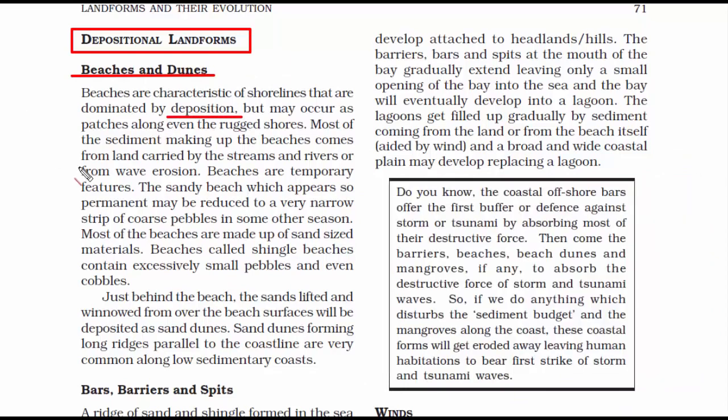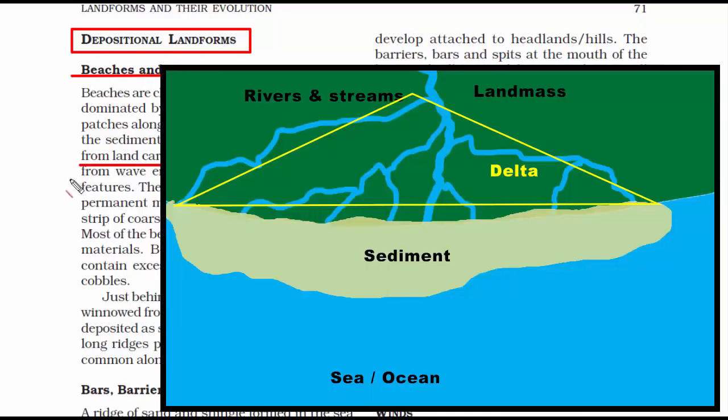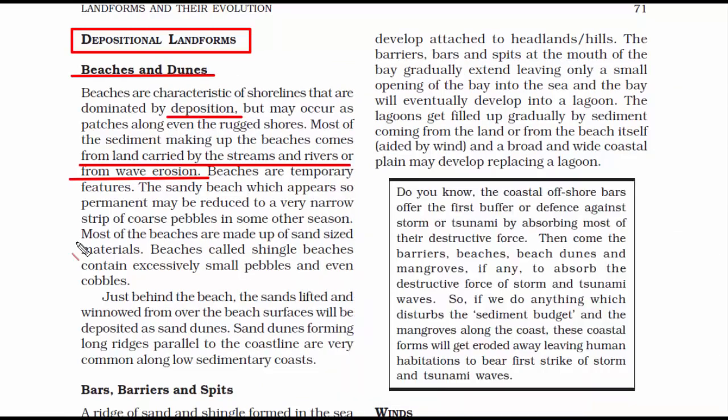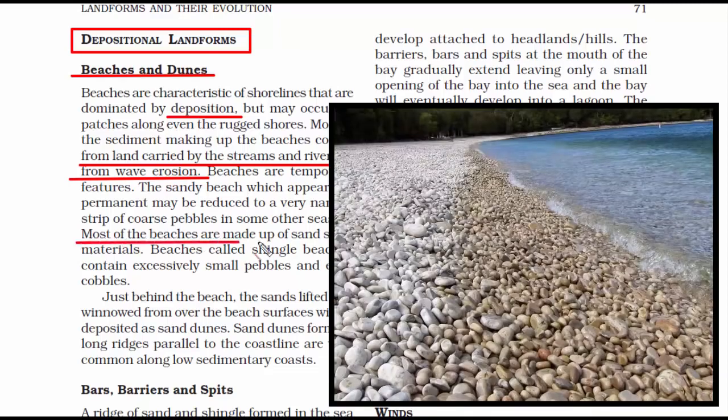So where does this sand come from? Most of the sand comes from the land, carried by the streams and rivers when they meet the sea or ocean. And even the sea waves, when they hit the land surface, bring sand along with them. Over time, layers and layers of sediments are deposited. There are some beaches that have an excess of pebbles instead of pure sand. These are called shingle beaches.